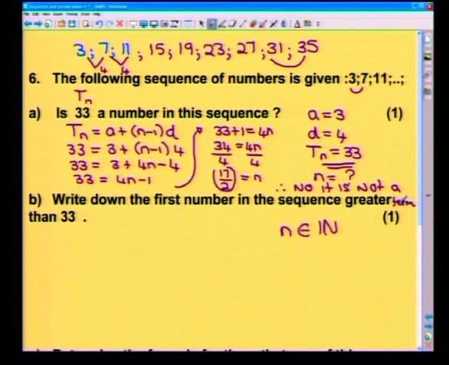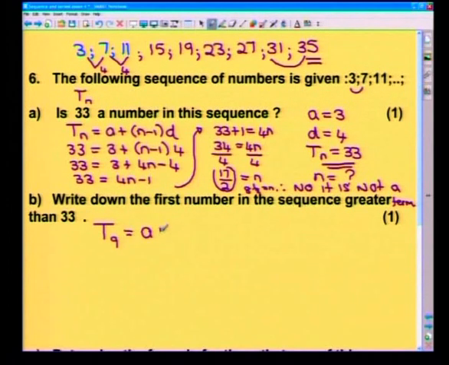Right, let's now go to the next part of the question, which says, write down the first number in the sequence greater than 33. Now, we've cheated. We've already worked that out. It's actually 35. But if it was a number too big to actually do physically like we've done it, they would expect you to say, well, look, this was 8.5. So the next one bigger must be the 9th term. So we want to know what term 9 looks like.